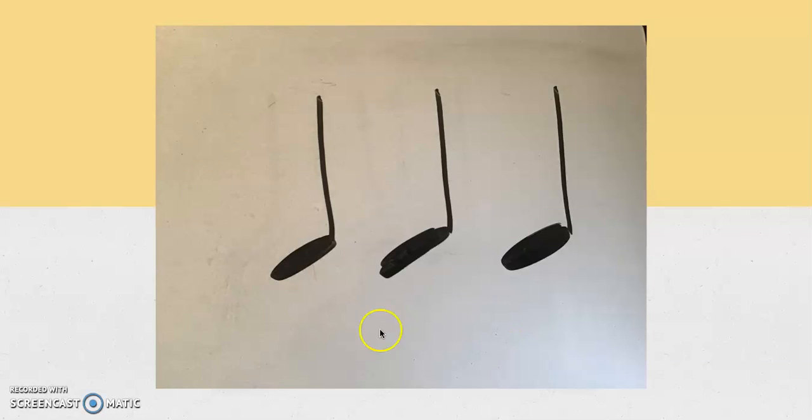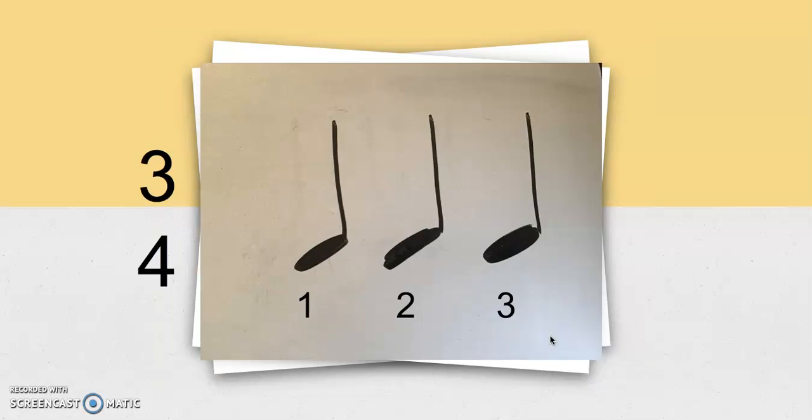This next example only has 3 quarter notes. 1, 2, 3. So let's think about what our time signature will be. How many beats are in this measure if the whole note gets 4? We're in 3/4 time. We have 3 beats in the measure, and if the whole note is 4 beats, that means the half note gets 2 beats, and each quarter note gets 1 beat. 1, 2, 3. Let's do another example.